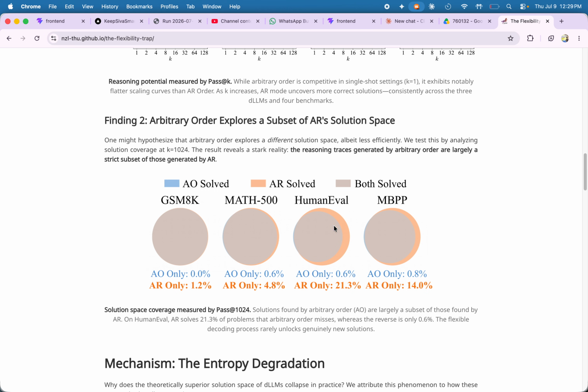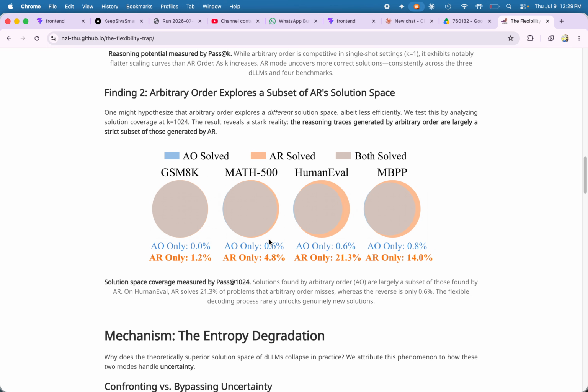So basically, if you look everywhere, it's just a subset of that, right? So we are already seeing the left to right AR order is better across all these benchmarks.